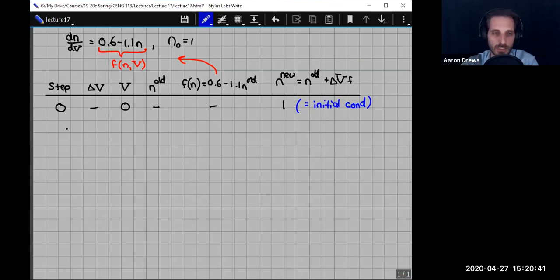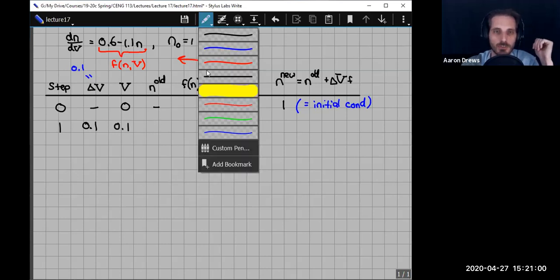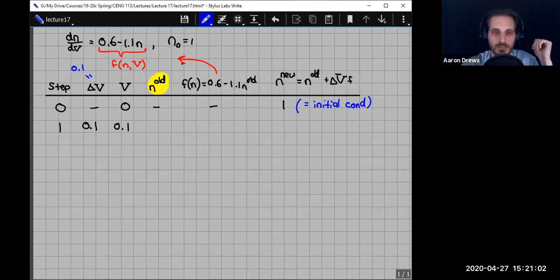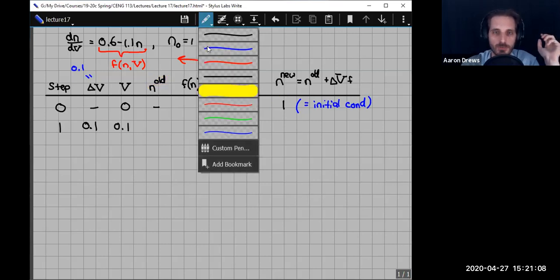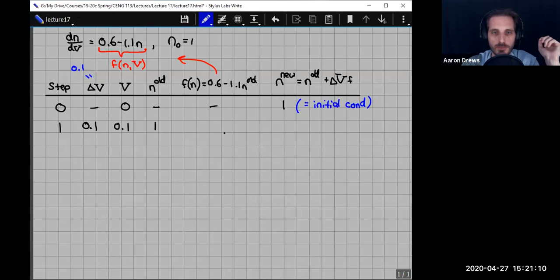So now you take another step, right? We go to our first step. We're going to let our step size here always be equal to 0.1. Why? Because I like 0.1. It's an easy number to keep track of. If I have stepped to 0.1 and I started at 0, I have gone a total distance of 0.1. The value of the old n that I've got here is just equal to this value, right? That's what I knew before. And so I just move that value over and I put 1 right here.